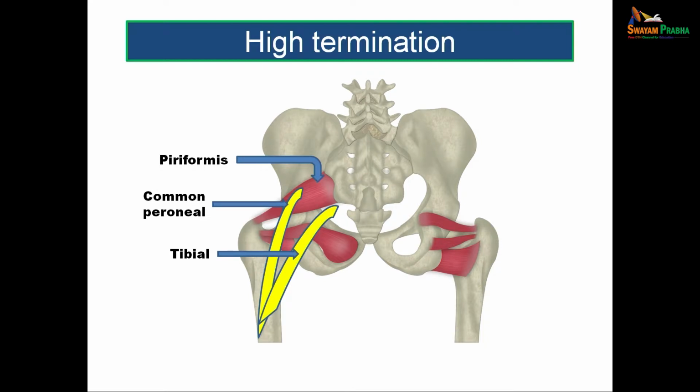Sometimes the sciatic nerve can terminate at a higher level. It can be as high as within the pelvis. Then you find the two components emerging separately. The common peroneal component pierces piriformis and emerges out, whereas the tibial component comes out of the greater sciatic notch below the piriformis. This is in case of high termination of the sciatic nerve.